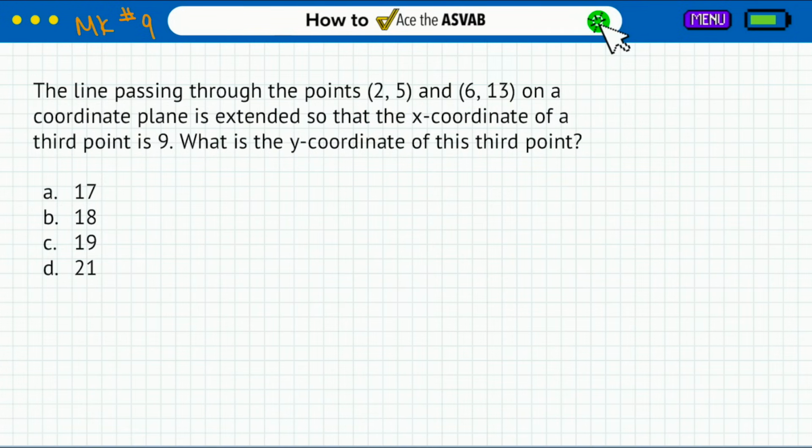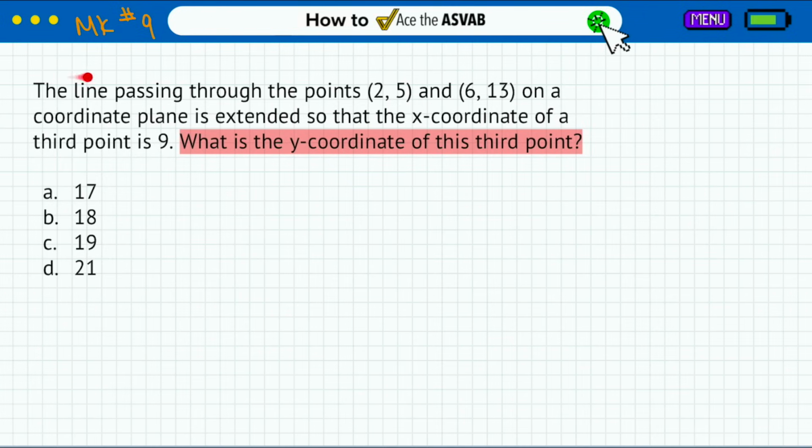And moving forward to number 6 here, my party people, this question is going to be found in Math Knowledge unit number 9. So for question 6, again, unit number 9, and unit number 9 is going to be slopes and lines. So let's go ahead and understand the question first. The question is, what is the y-coordinate of the third point? Okay, let's see what we have here.